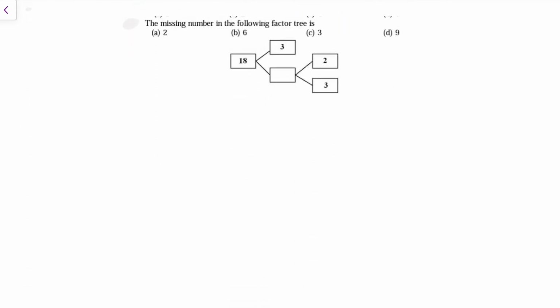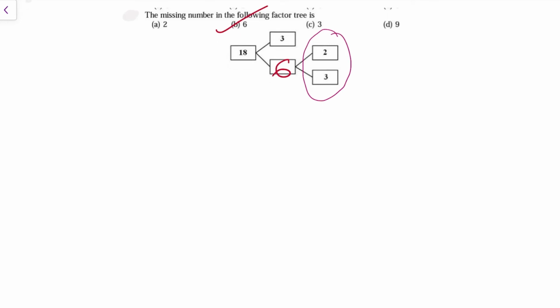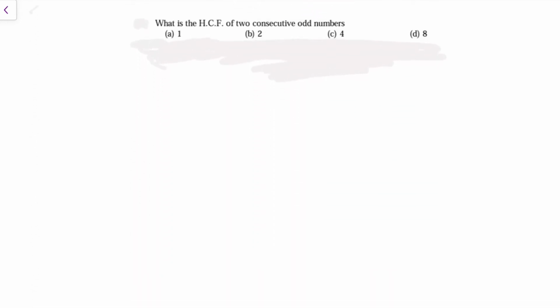Next, again we got a missing number type of question. The missing number in the following factor tree. Here 2 and 3 are the branches, so simply multiply those two branches. 2 3s are 6, so the missing number is 6. Very easy question. If we get these kinds of questions in the exams, it would be very good. Next question. What is the HCF of two consecutive odd numbers?